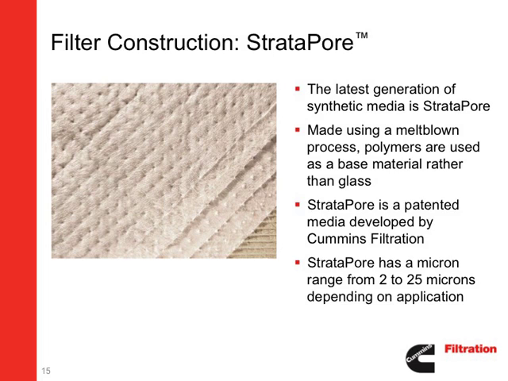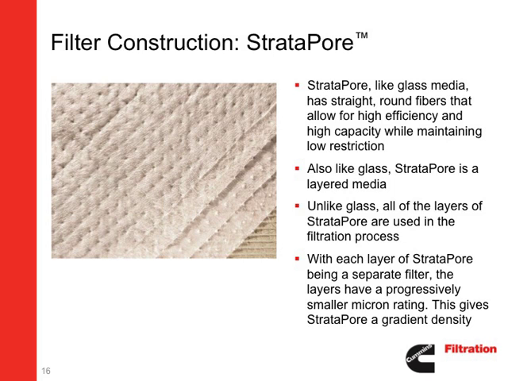Today, there is a new generation of synthetic media. Stratopore media is made using a melt-blown process, and polymers are used as the base material instead of glass. Stratopore is a patented media developed by Cummins Filtration and has a micron range from 2 to 25 microns, depending on the application. Compared to the average 40 micron rating of cellulose media, Stratopore media delivers much greater performance.